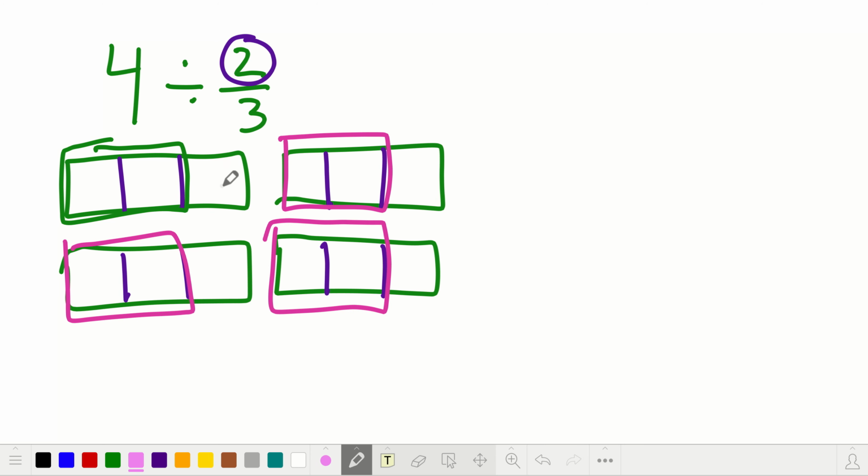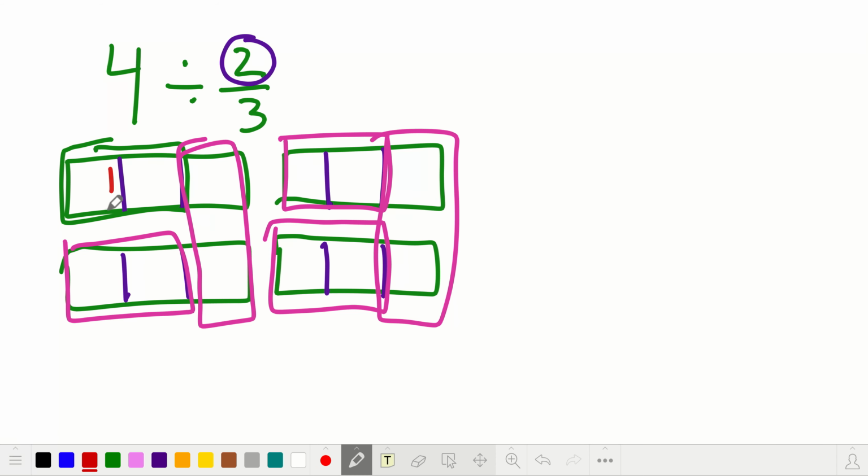Now you'll notice I still have these thirds left over, and you can actually group these up too. So here's 1/3 right here, and here's another third down here. I'm going to group up these two into another group, and then these two over here into another group. So lastly, you're going to count how many total groups of 2/3 you have. I have 1 right here, 2, 3, 4, 5, 6. So our quotient is 6.